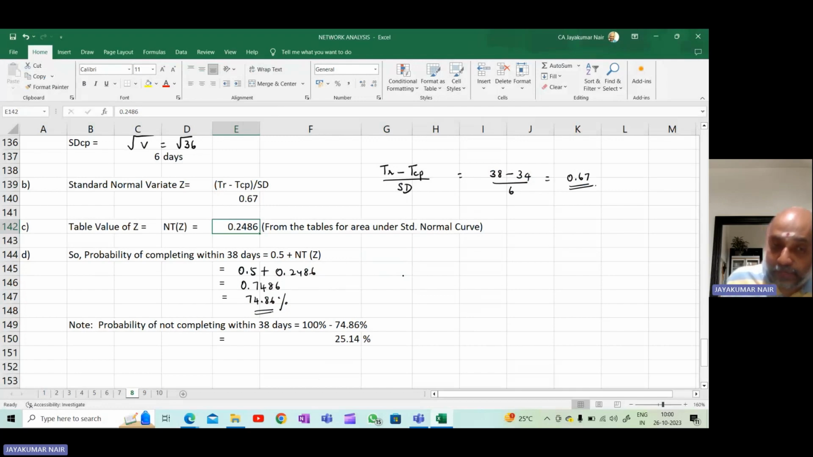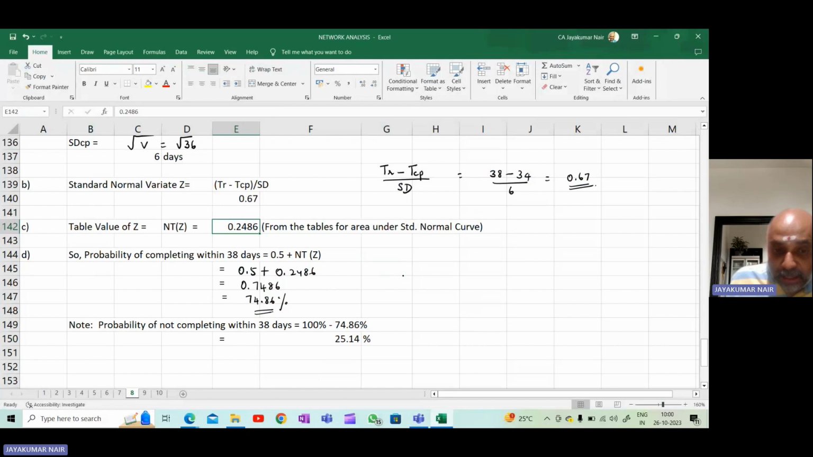And I told you, the probability of completing the project within 34 days will be 50%. So for anything more than 34 days, the chance will be more than 50%. Anything below 34 days will be less than 50%.